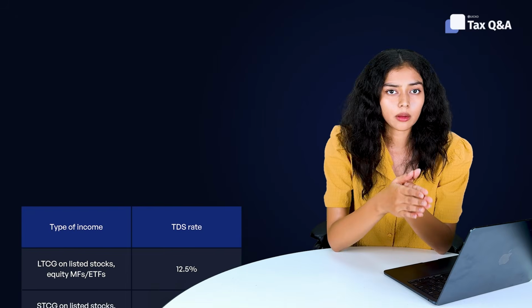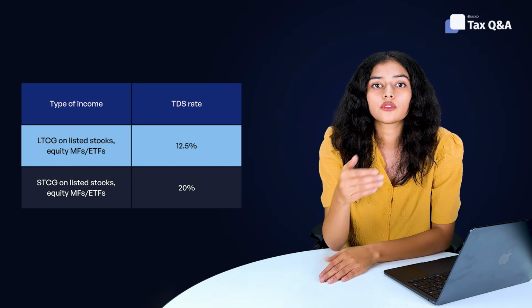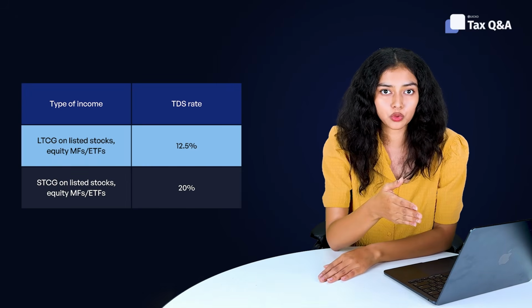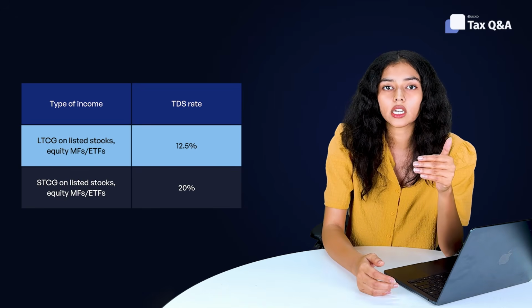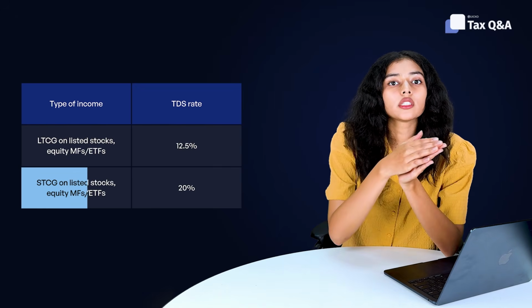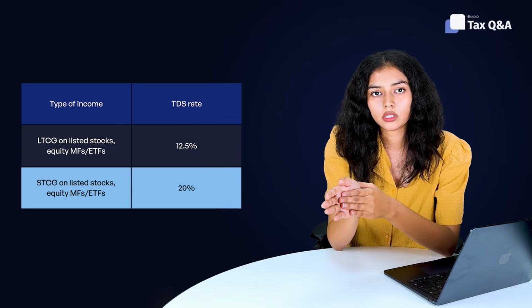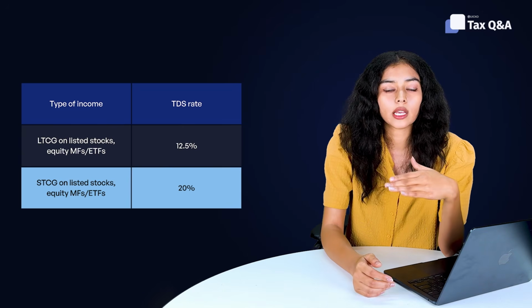Now the TDS rate depends on the type of income. For example, if you're earning long-term capital gains from listed Indian stocks or equity mutual funds and ETFs, TDS is deducted at 12.5%. If it's short-term gains, the TDS rate is 20%. Your broker deducts this at the time of settlement.